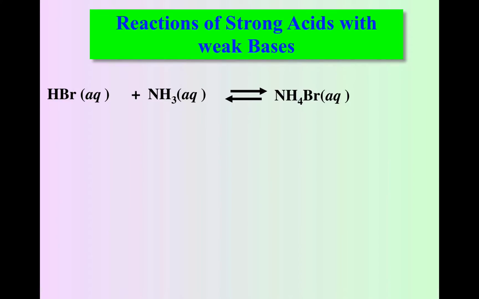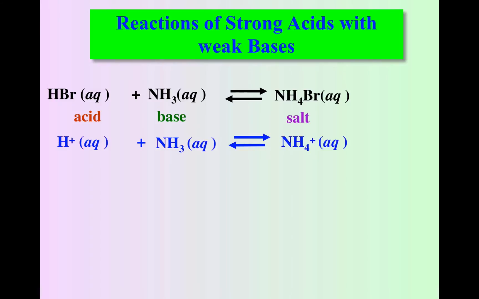If I react hydrobromic acid with ammonia, a strong acid with a weak base, I'm left with ammonium ion. Ammonium ion is the conjugate acid of ammonia. And because ammonia is a weak base, its conjugate is a significant acid. So ammonium ion will break apart in water to reform H plus ion.